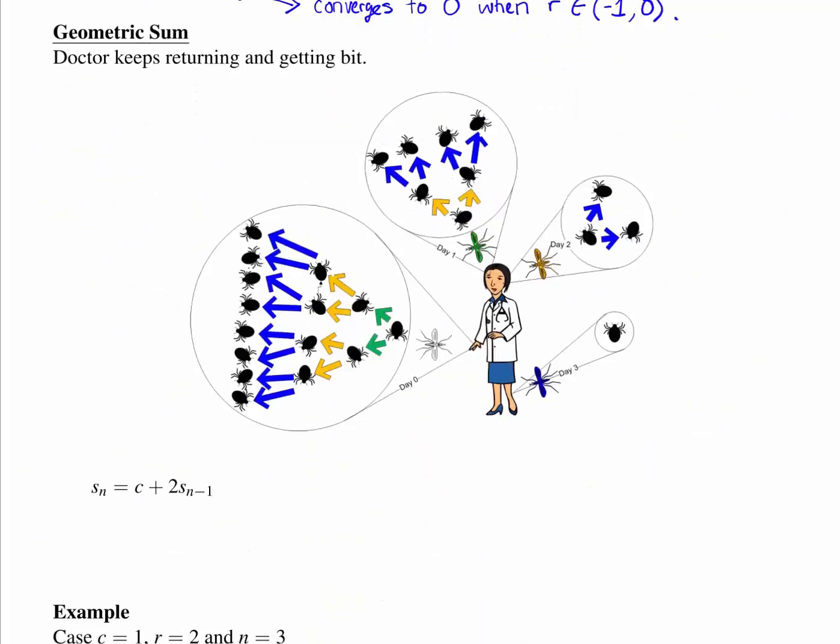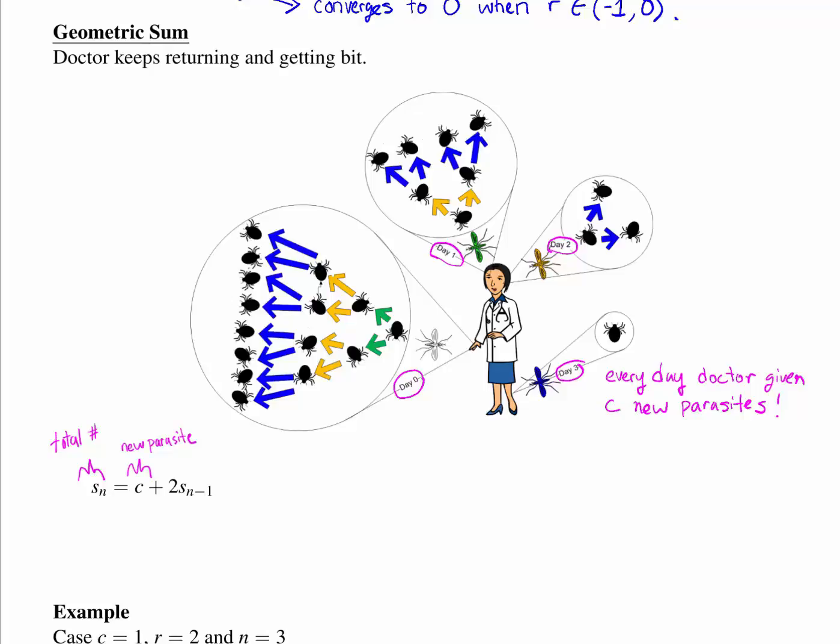Returning to the story. While the doctor keeps returning and keeps getting bit, on each day the doctor is given c new parasites. Meanwhile, the existing parasites just keep doubling day after day. Let Sn denote the total number of parasites in her body after day n. Then this would be equal to the number of new parasites c plus 2 times the number of parasites that were in her body after day n minus 1. And this has to be good for every single day. n is 1, 2, 3, 4, 5, etc.